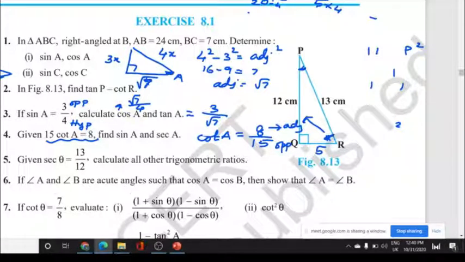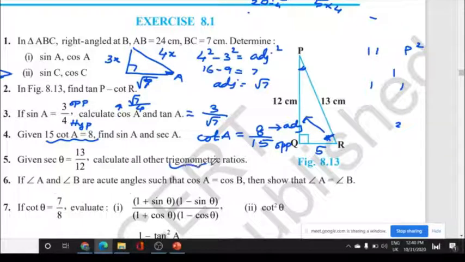You have to find the opposite side using Pythagoras theorem. Take the square root of whatever you get, and that gives the opposite. Now you have the hypotenuse, the adjacent side and the opposite side, so you can write whatever you want. The question is, calculate all other trigonometric ratios.